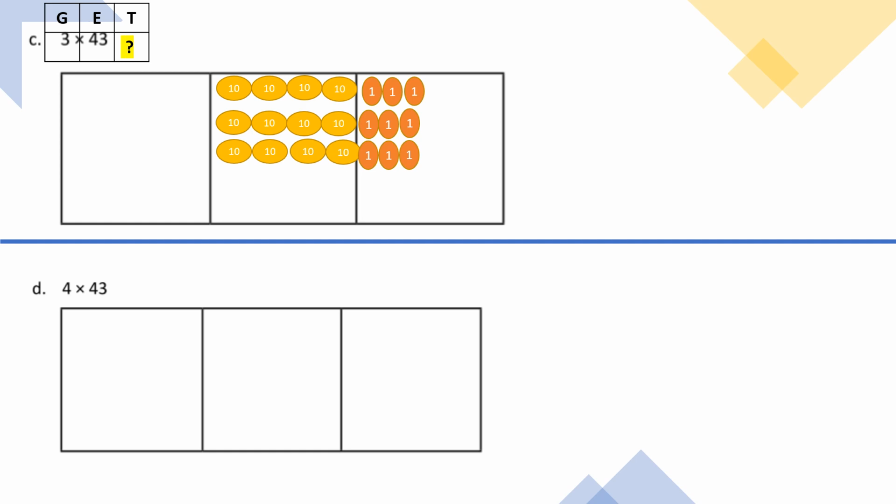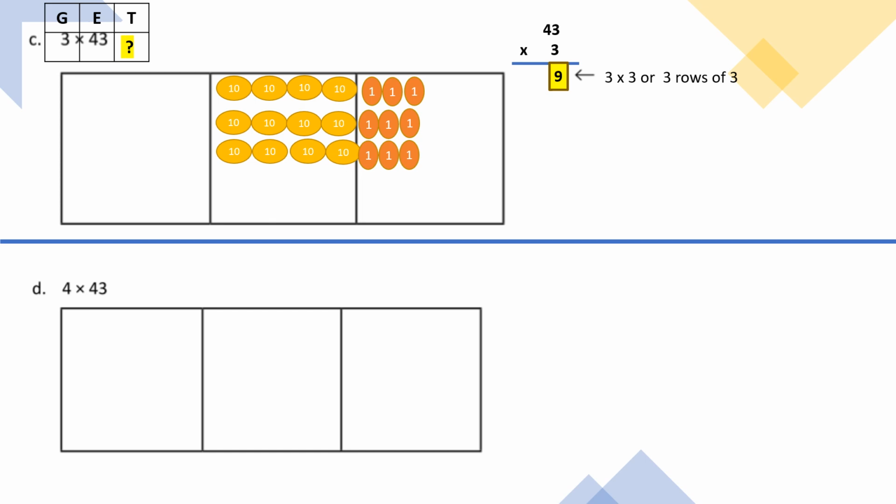Now let's go ahead and write our equation so that we can solve it. 43 times 3. Well, let's multiply the ones place first. 3 times 3. We have 3 rows of 3. 3 times 3 is 9.